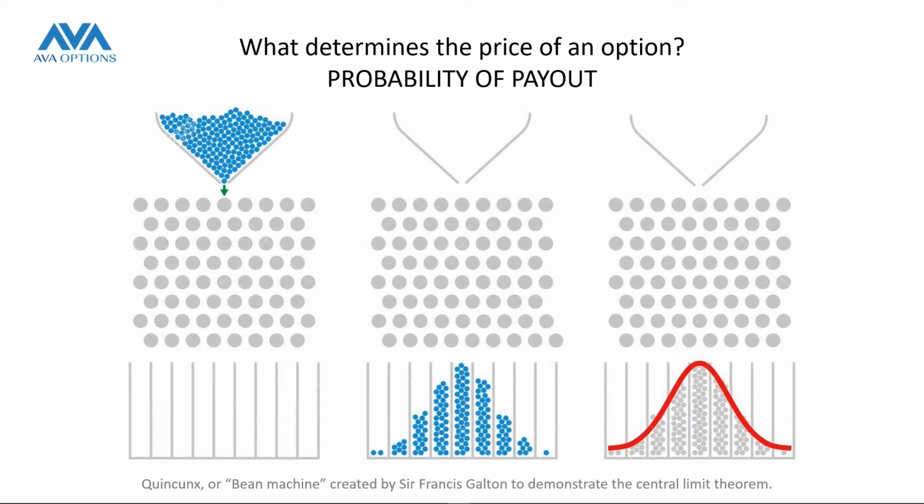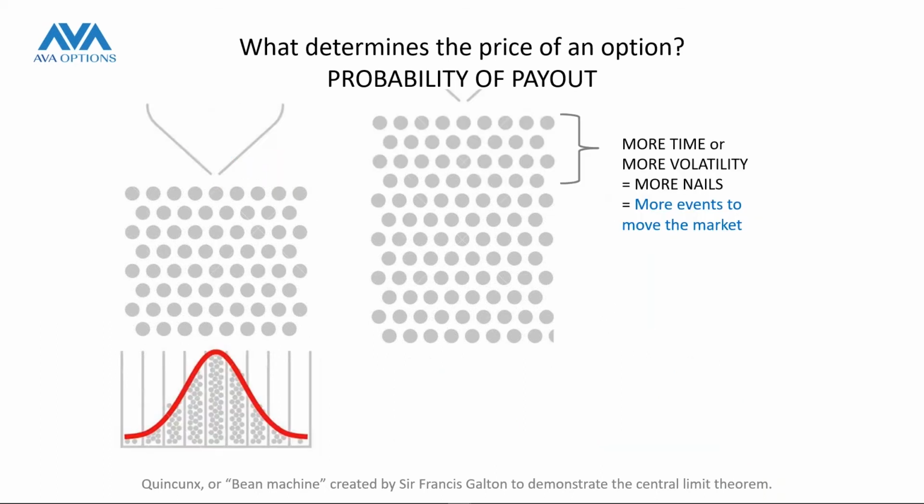And what do we know about normal distributions? We know that we can assign a probability to each of these bins. We can assign a probability to every point along this curve because we can measure how many beans fell in here, how many beans fell beyond this point. You'll see it more on the next page. So that's to give you a picture of how to think about options pricing.